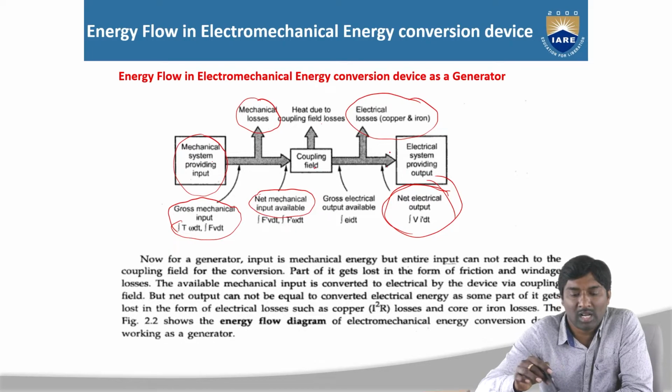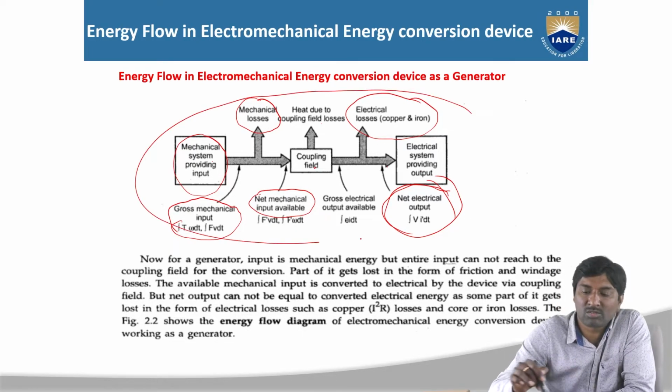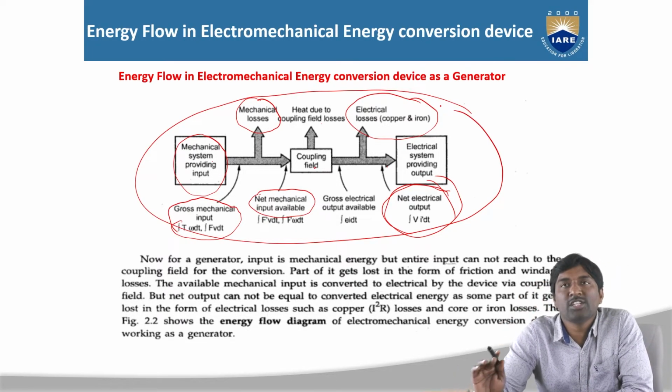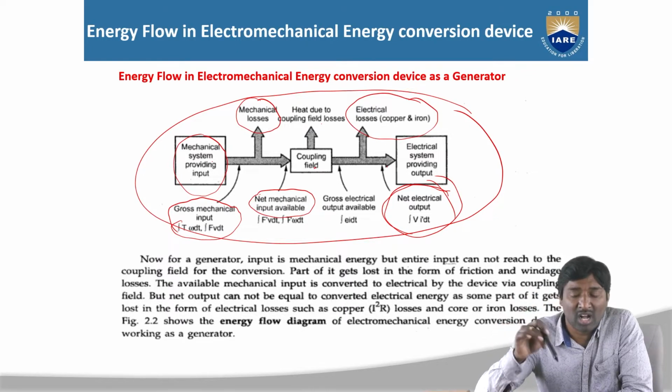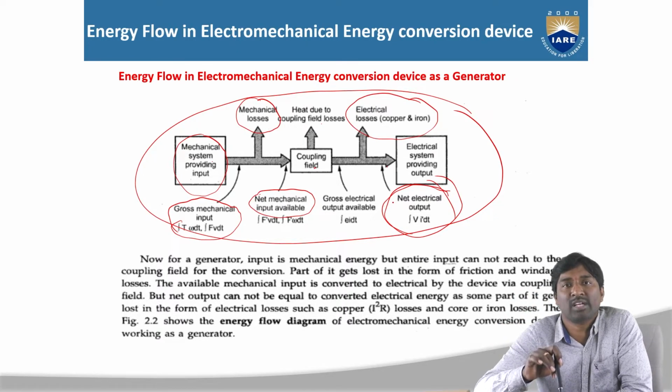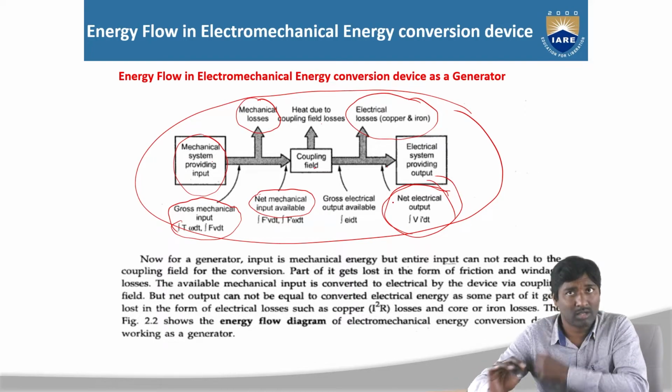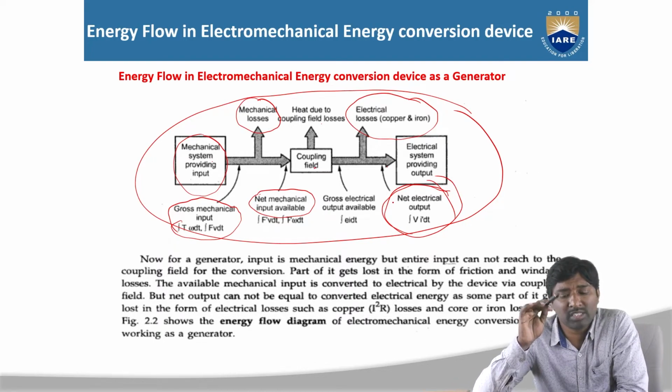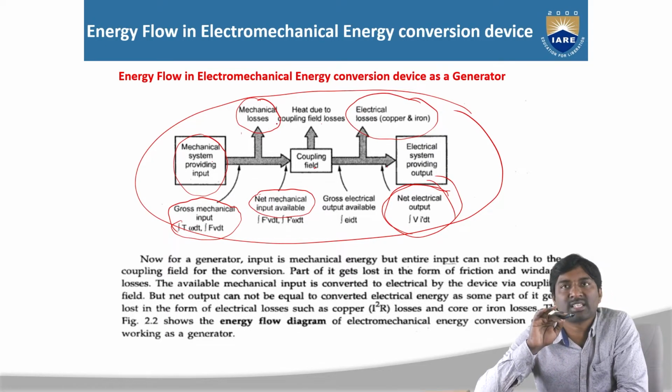This total process is called the energy flow in an electromechanical energy conversion device as a generator. According to this process, the DC generator principle and function work. Here, for a generator, the input is mechanical energy, but the entire input cannot reach the coupling field for the conversion because there are mechanical losses.